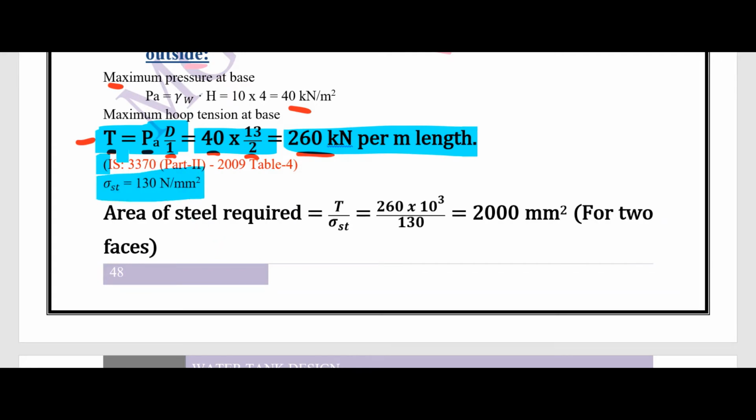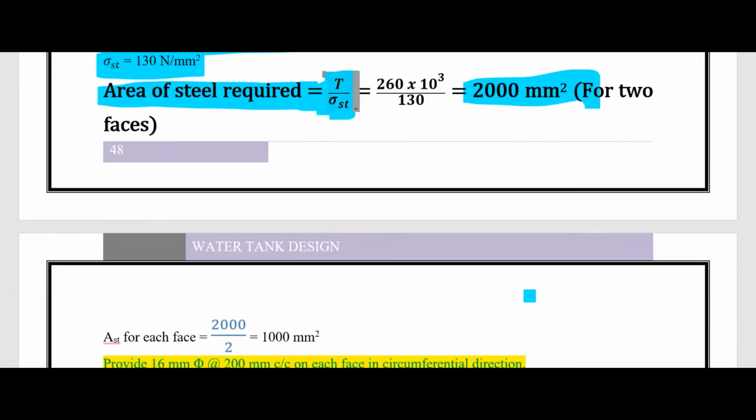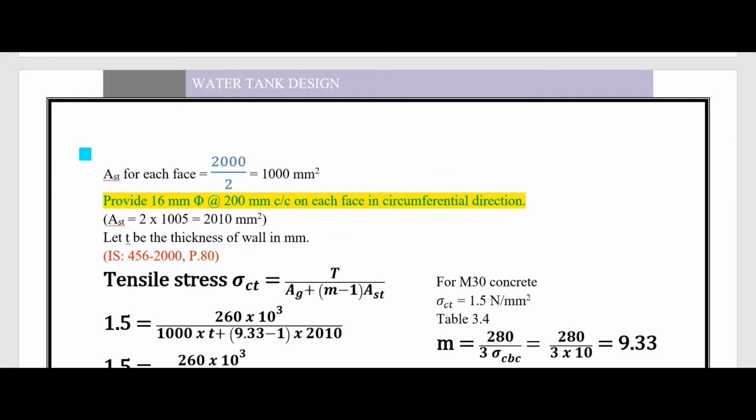Sigma ST is taken from IS 3370 part 2, 2009, table number 4. I explained how to calculate sigma ST. So the area of steel required is T divided by sigma ST, which gives 2000 mm square for the two faces. So the provided AST for one face is 1000 mm square. So provide 16 mm dia bars at 200 mm center to center on each face in the circumferential direction.